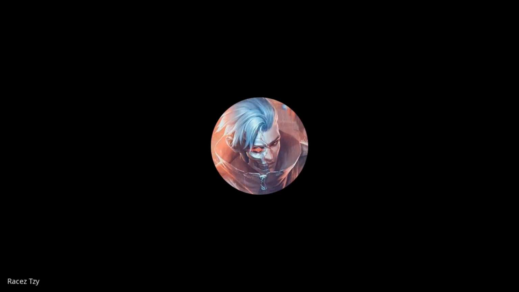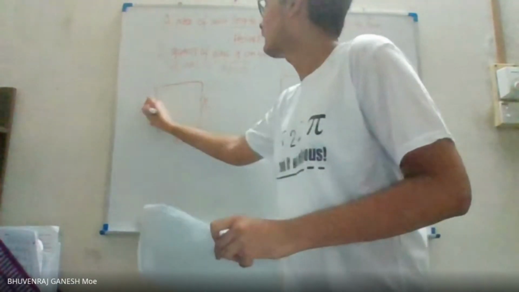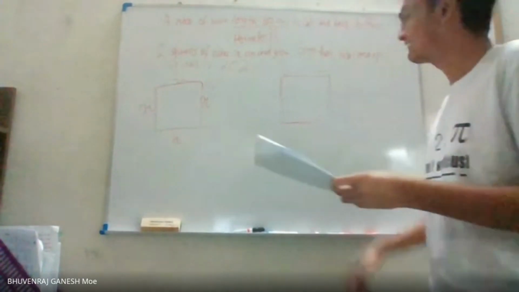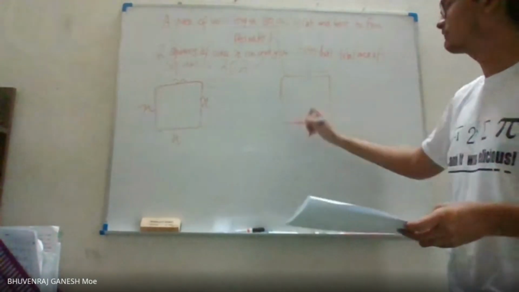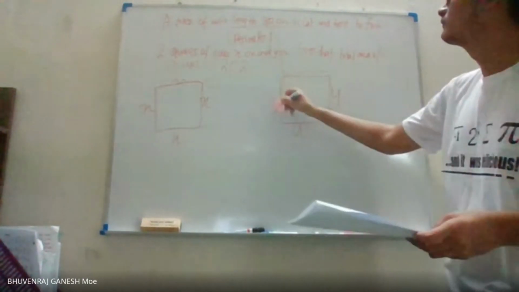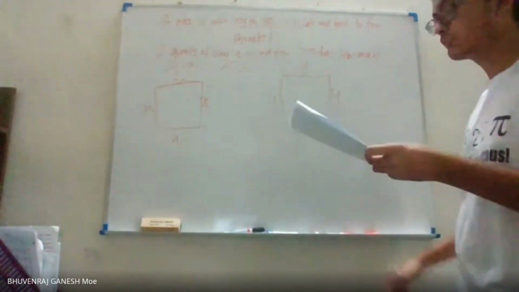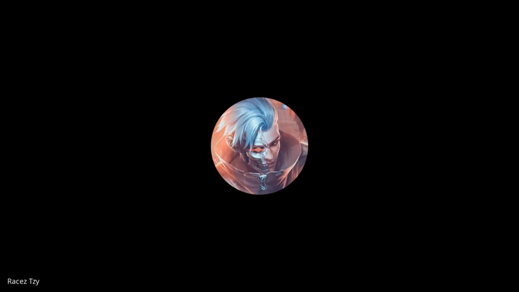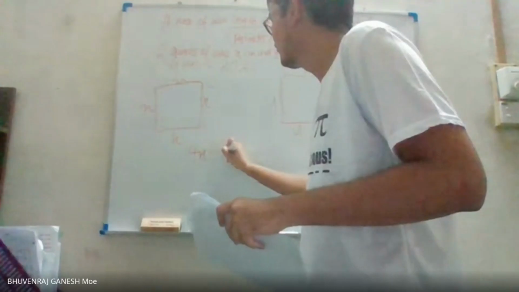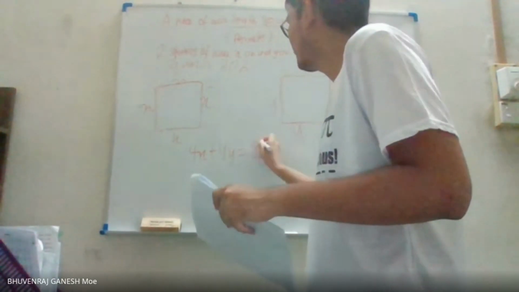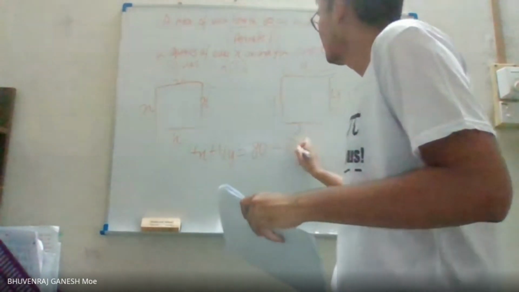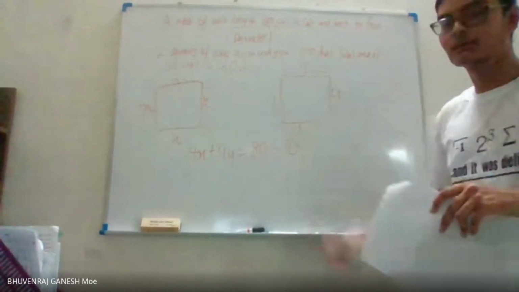All x. Yeah, correct. So x, and then the other square besides y, all is y. So how will you form your first equation? 4x plus 4y equals 80. Yeah, very good. So that's the concept of perimeter. This is your first equation. So if you simplify this, what do you get?